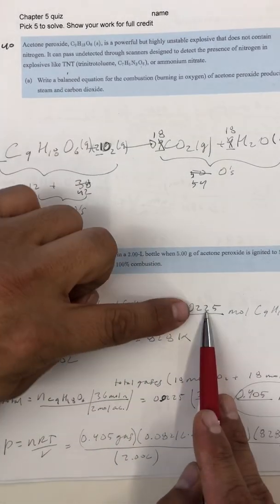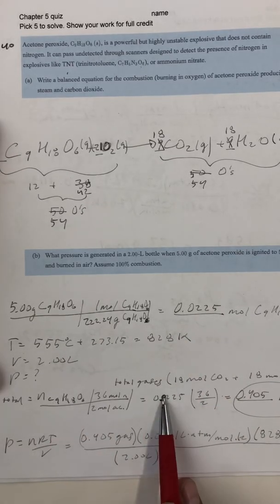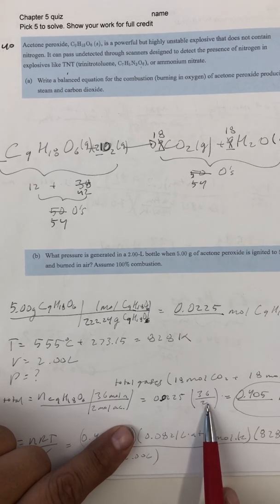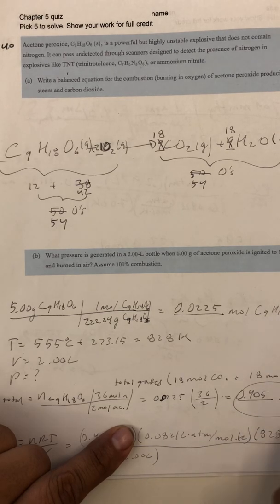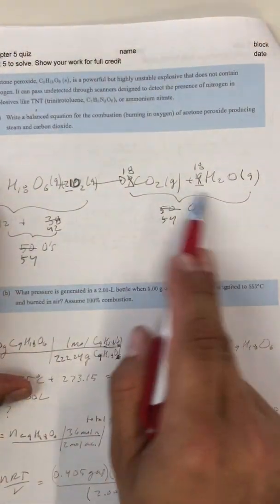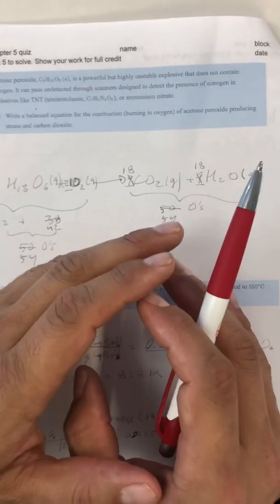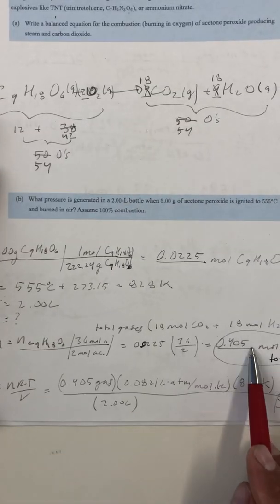So I have the moles of acetone peroxide, put it right here, okay? Then I multiply it by my ratio, 36 of total per 2 moles of acetone peroxide, and I end up with 0.405 moles of gas total. This is what we're talking about. It's the moles of these that create all that pressure. That's what a bomb is, really. It just creates a lot of pressure really quickly in a contained space. So we have it. Now we're ready to go.